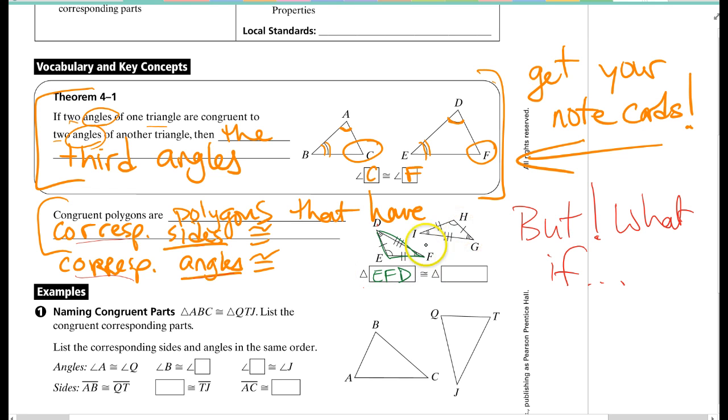Well, then you would have to find out which of these angles matches up to the ones over here and use that letter first. So what is it going to be? H would be the first letter when you name this other triangle. So EFD would be congruent to HIG. Do you see how I'm working that? So make sure that your letters match up when you name these things.